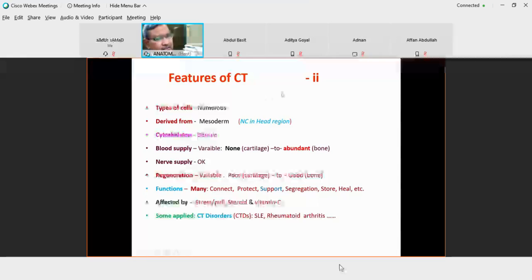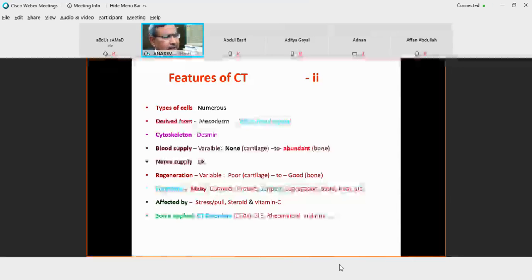So the features of the connective tissue, if you want to know, are these. If you look at the type of the cell, they are numerous, depending upon whether resident or migrant, derived from the mesoderm. The cytoskeleton means the body has got a skeletal system, called the endoskeleton. Likewise, each and every cell has got a skeletal system to maintain its shape and size. That is called the cytoskeleton, and in the case of connective tissue, it is called desmin. Then the blood supply is variable, depending upon whether we are dealing with the bone, general connective tissue, or cartilage.